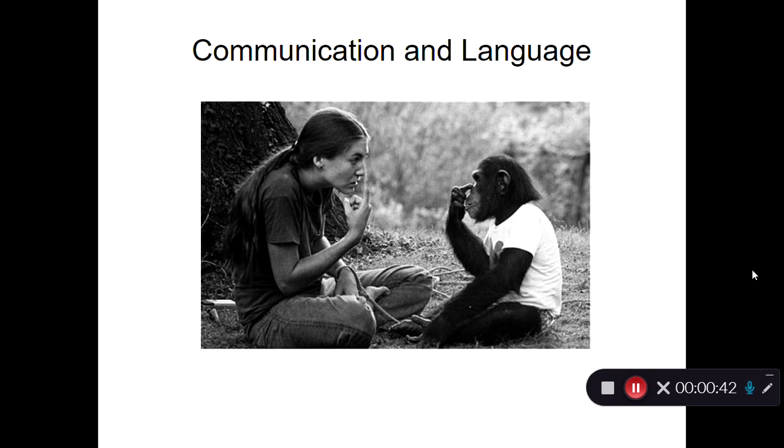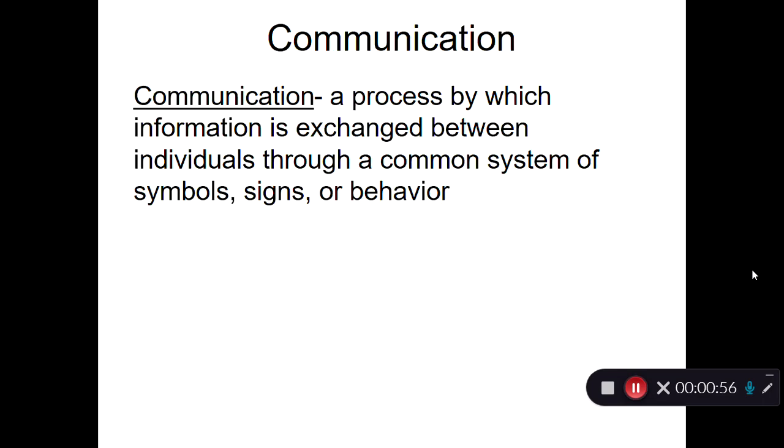But this has to do with communication and language in non-human primates, and what's the difference between communication and language, and how do we study these kinds of things. So first we're going to talk about communication, and then I'll talk about language after. Communication is a process by which information is exchanged between individuals through a common system of symbols, signs, or behavior. We usually think about symbols being either written symbols or words, but it doesn't have to be that. We have to keep that in mind when we're thinking about non-human animals.